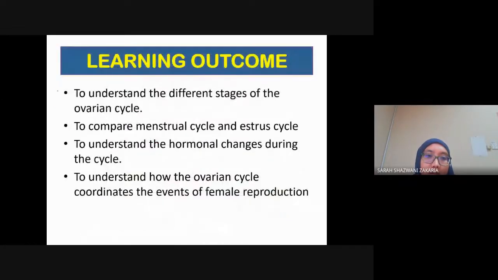So check back your learning outcomes: understanding the different stages of the ovarian cycle, comparing the menstrual cycle and estrous cycle, understanding the hormonal changes in both cycles, plus the ovarian cycle, understanding how the ovarian cycle coordinates the events of female menses, and then in this slide we learn about menopause. Okay, next chapter we learn about ovulation.